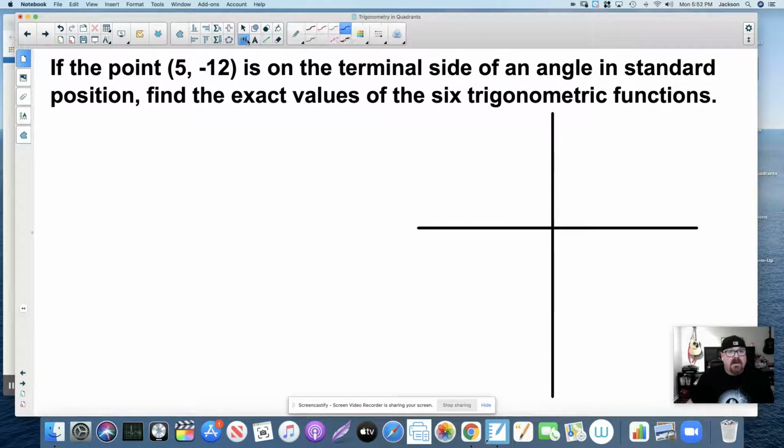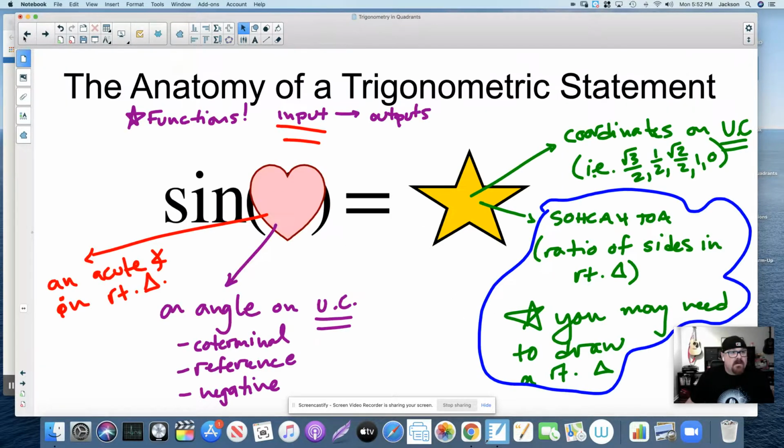First and foremost, before we even get started on this, a couple of things. Understand the context of the problem. When we were discussing in a previous video the anatomy of a trigonometric statement, we talked about how whatever the function is, this is an angle. The output from that is determined by the context of the problem, okay? So keep that in the back of your head.